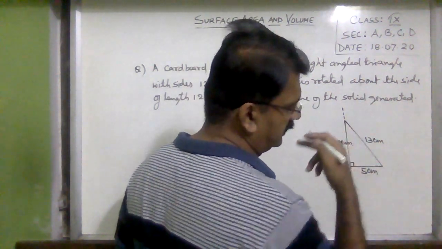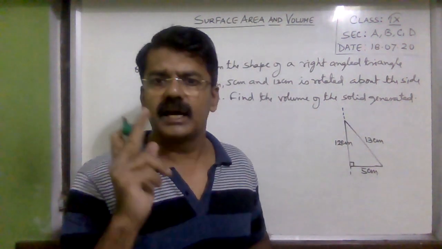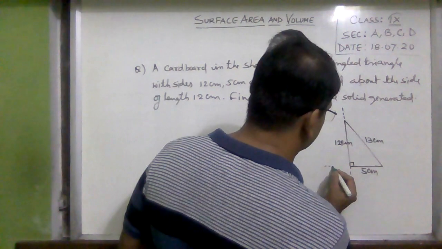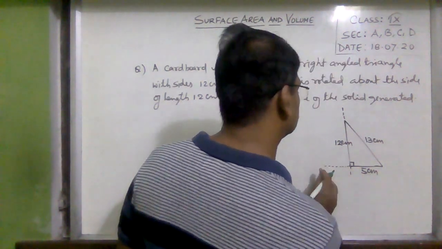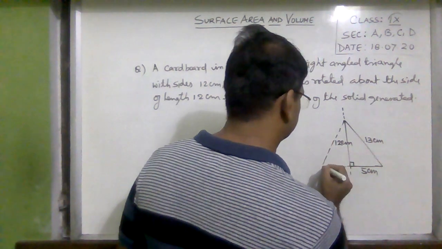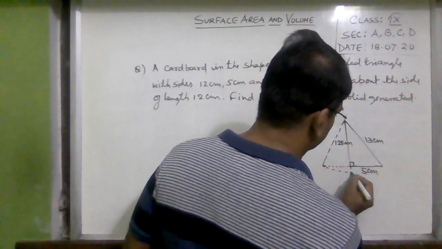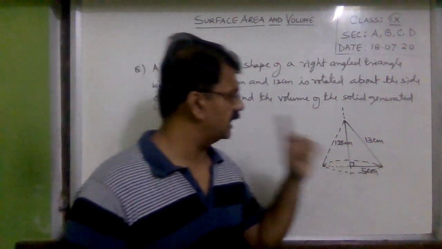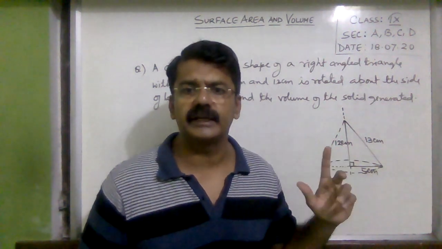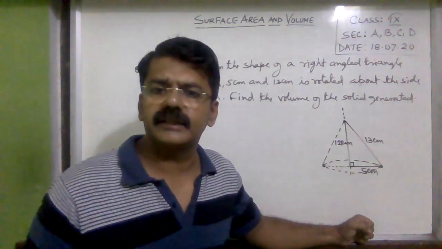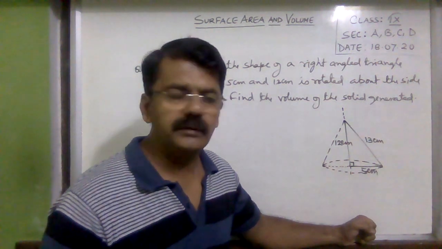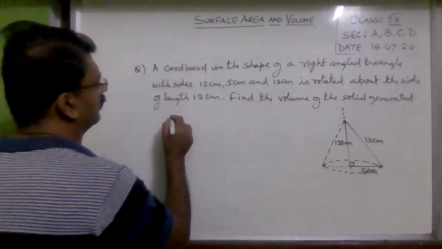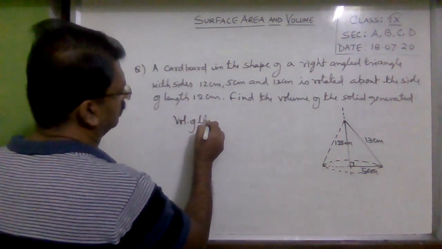Now you imagine when this cardboard rotates about this axis, a solid is generated, and the solid will be of this type. This will be the shape of the solid. So you can see when the triangle is rotated about that axis, a solid is generated, which is nothing but a cone with height 12 centimeter and base radius 5 centimeter. So you have to find the volume of the cone.